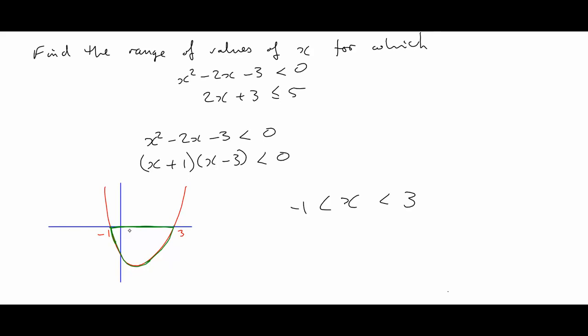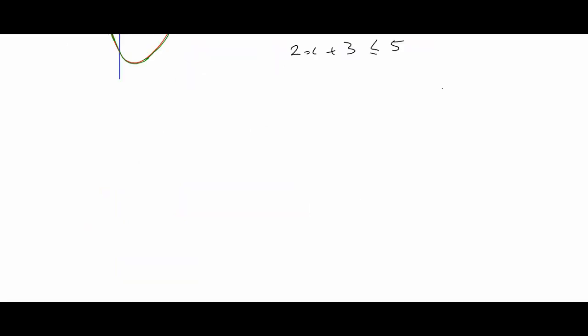So when it's between two values, we can write it as one statement. When there are two separate values, as we had before, x less than minus 1, x greater than 3, we write as two statements. So the second inequality is 2x plus 3 is less than or equal to 5. So we subtract 3 from both sides, which will give us 2x is less than or equal to 5 minus 3.